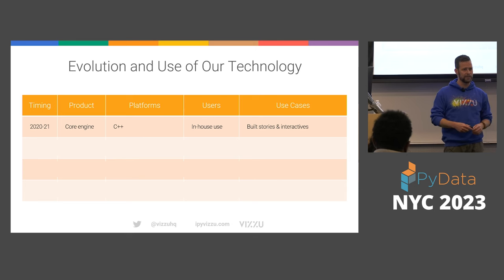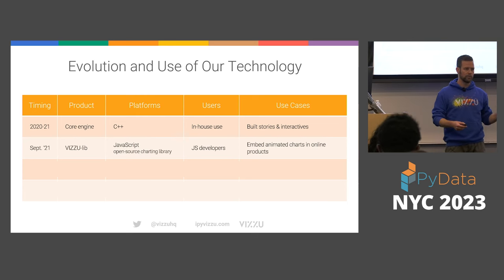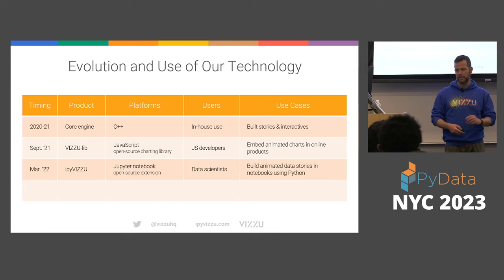So something about our technology: the core engine, this data morphing engine, is in C++. We're using WebAssembly to compile it in the browser. After we raised our initial funding round, we released a tool for JavaScript developers back in 2021. And that's when we turned our attention towards data scientists. The first tool we released over 18 months ago is called ipyvizzu, and that ran in Jupyter Notebook and similar computational notebooks.